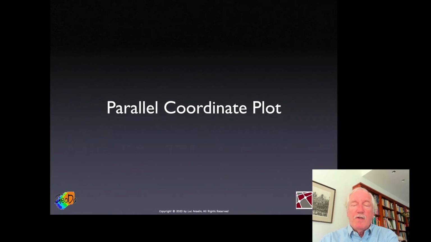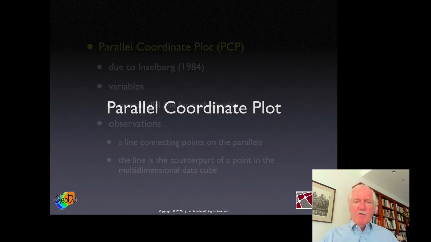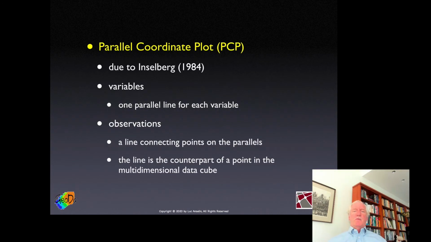Parallel coordinate plot. Probably something you are less familiar with. Very clever device, because so far we can only really deal with 3 or at most 4 variables with the bubble chart. We introduced a 4th variable.